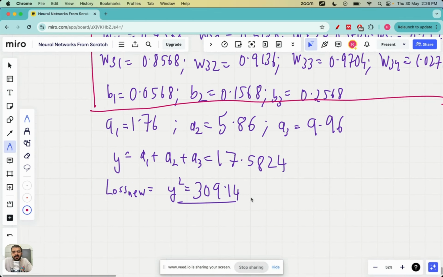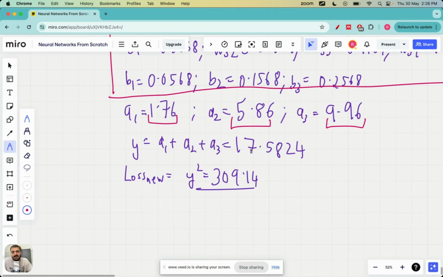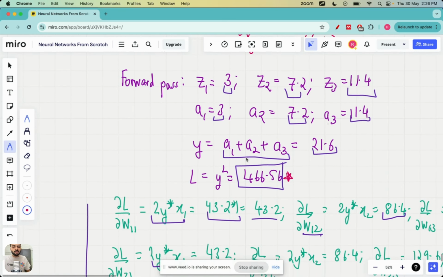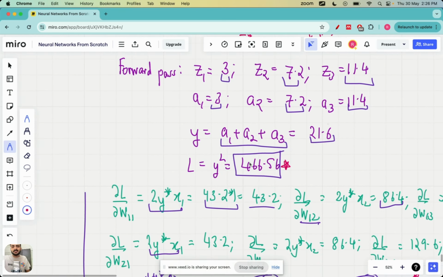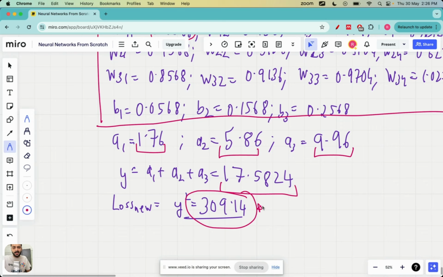biases, it turns out that A1 is 1.76, A2 is 5.86 and A3 is 9.96. So Y, which is equal to A1 plus A2 plus A3, will be equal to 17.5824. So the loss, which is just Y square, will be equal to 309.14. This is the new loss which you obtain, and the original loss value was 466.56. So in just one iteration of gradient descent, we were able to reduce the loss by around 150.